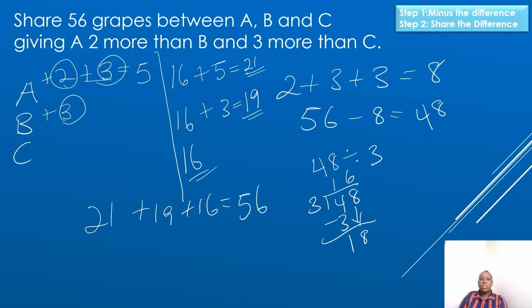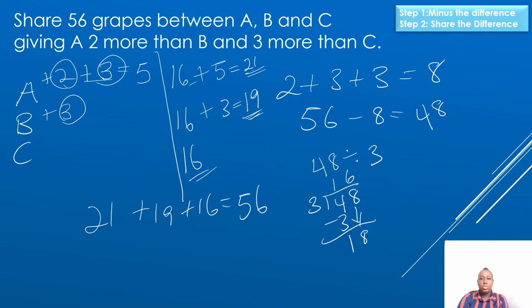Okay, remember they told us that we are giving A 2 more than B. If we're giving A 2 more than B, look at this. A is 21, and it is 2 more than B. Okay, so again, look at this again if you need to.